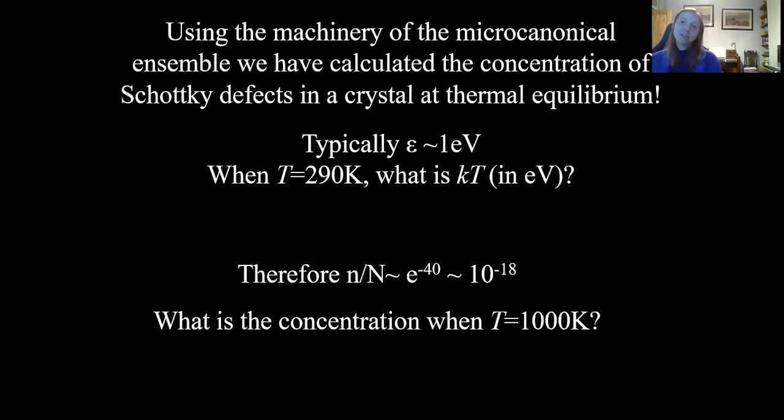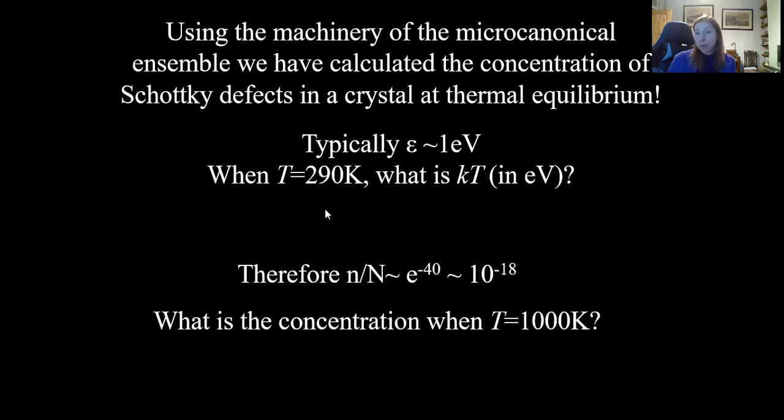So this is really, really cool, because what we've been able to do, having a knowledge literally just of the energy associated with one of these defects, is use the machinery of statistical mechanics to calculate the probability that we will see a defect as a function of temperature. So let's just have a look at a few of these numbers. Typically an energy associated with one of these defects will be about an electron volt.